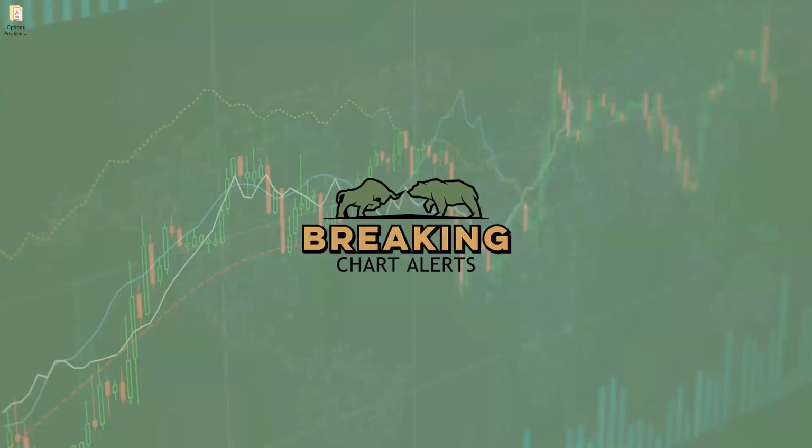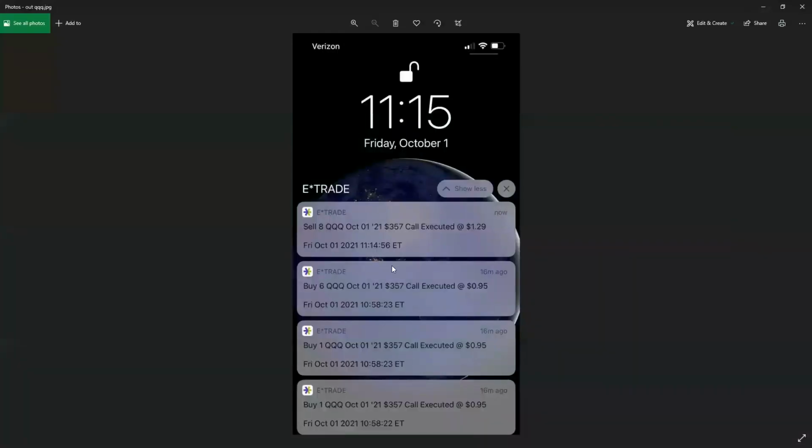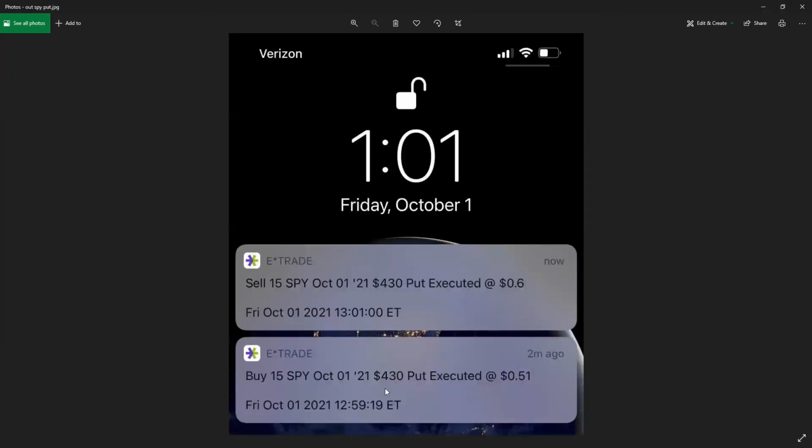So here was some of our trades this morning, or on Friday here, October 1st. Here's the Q calls we got into, 95 cents out at $1.29. And this was trading the trade challenge account here. Let's see, 101. Here was our entry for the SPY puts. We got in 51 cents, out at 60. 0.6 divided by 0.51, that was an 18% return on that trade.